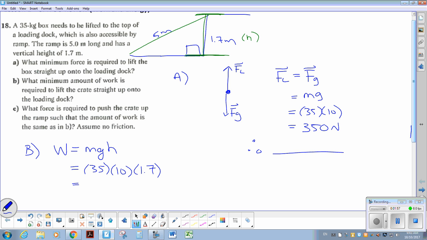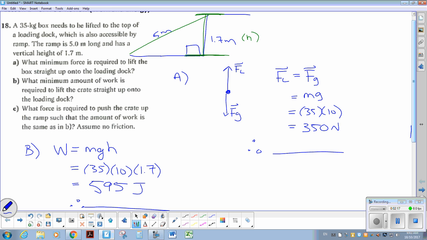So that gives us, whoops, my calculator. Try that one more time with mine. I get 595 joules of energy. So therefore, 595 joules of energy. So that's what the minimum amount of work is.